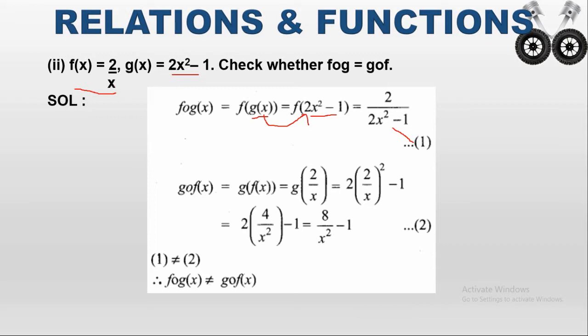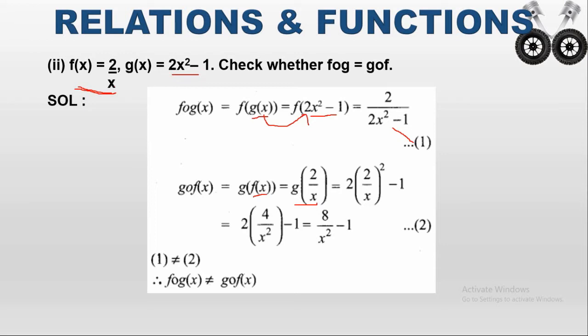Next up we have to find G composition f of x. What is G composition f of x? It can be written as G of f of x. First we have to substitute the value for f of x. The f of x value is 2 divided by x, so it can be written as G of 2 by x.